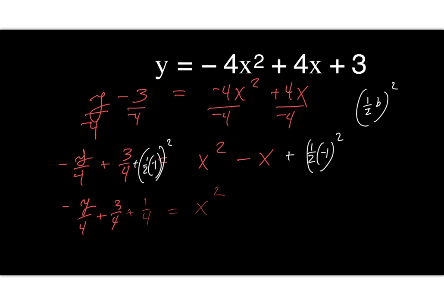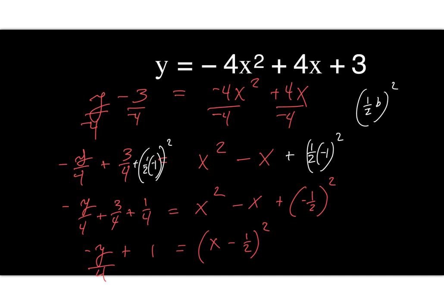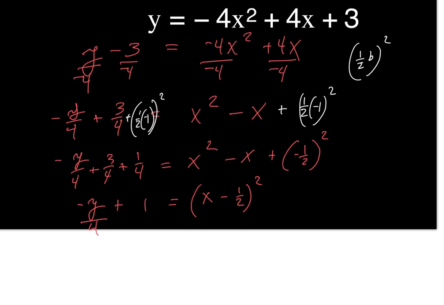On the right side, I'm going to have x squared minus x plus, and I'm just going to leave this as negative 1/2 squared. The right side factors into x minus 1/2, half of b, half of negative 1, negative 1/2 squared. This will equal negative y over 4 plus 1. In order for it to be in vertex form, I need the y to just be a y. It can't be y over 4, or in this case, negative 4.